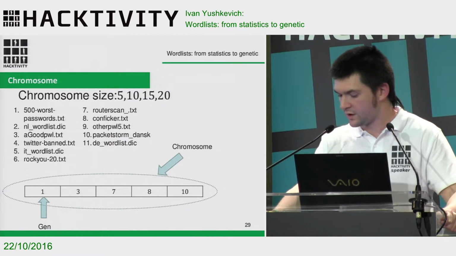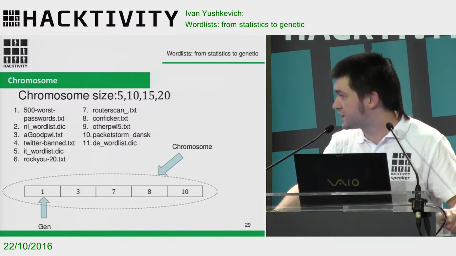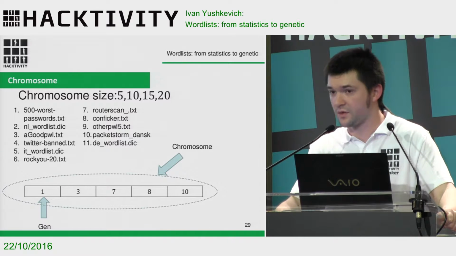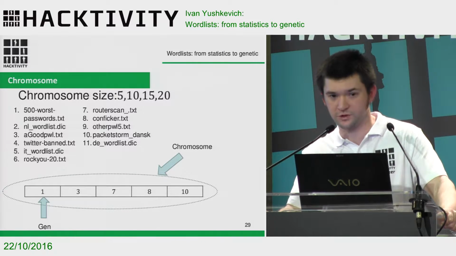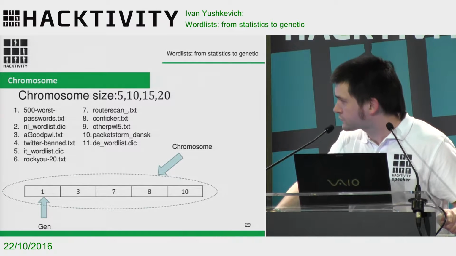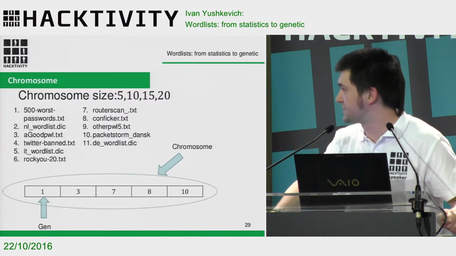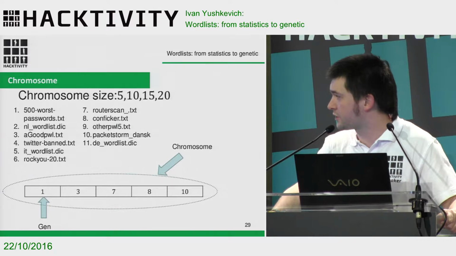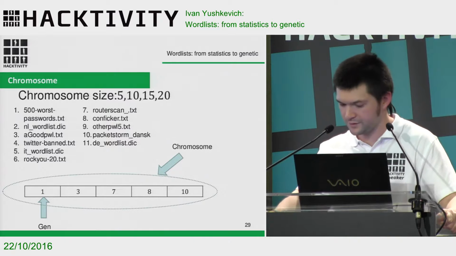First of all, again, a chromosome contains genes, as you can see on this slide. Each chromosome contains some set of them, and there can be no two similar word lists in one chromosome. It's also very important. For example, this gene contains the first dictionary, the 500 word passwords, and the last, at the end of the chromosome, is 10.